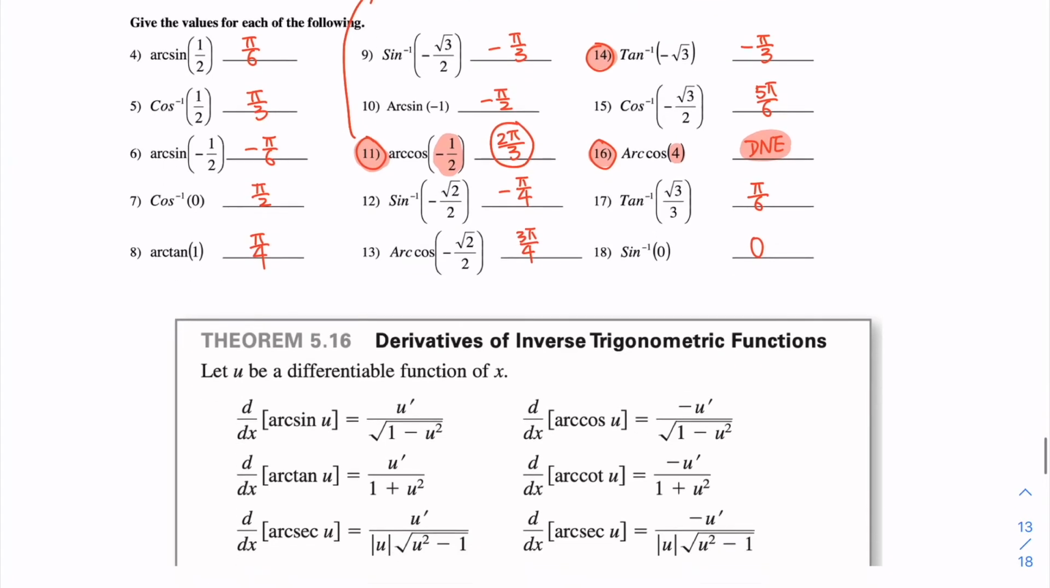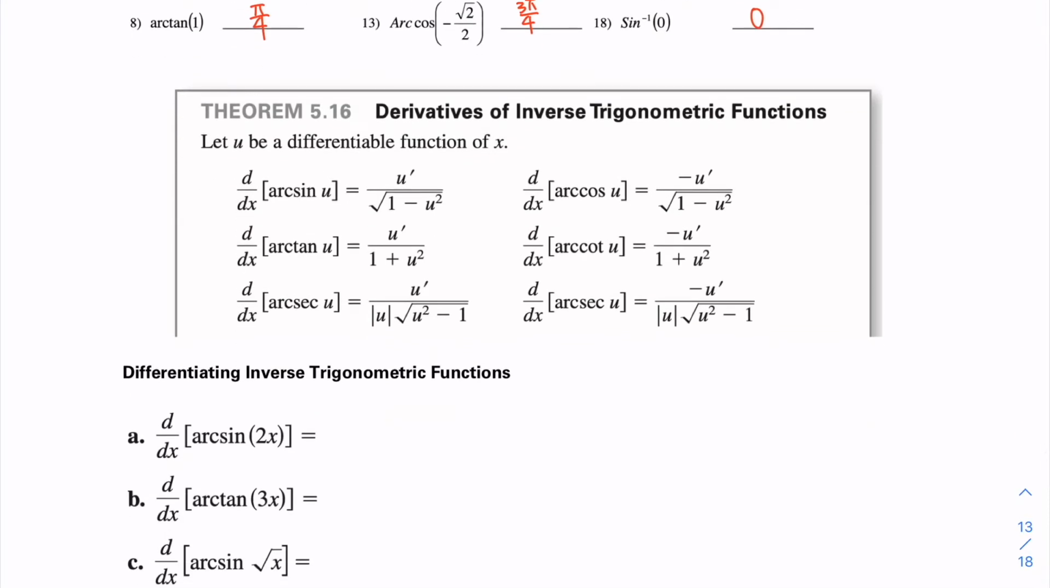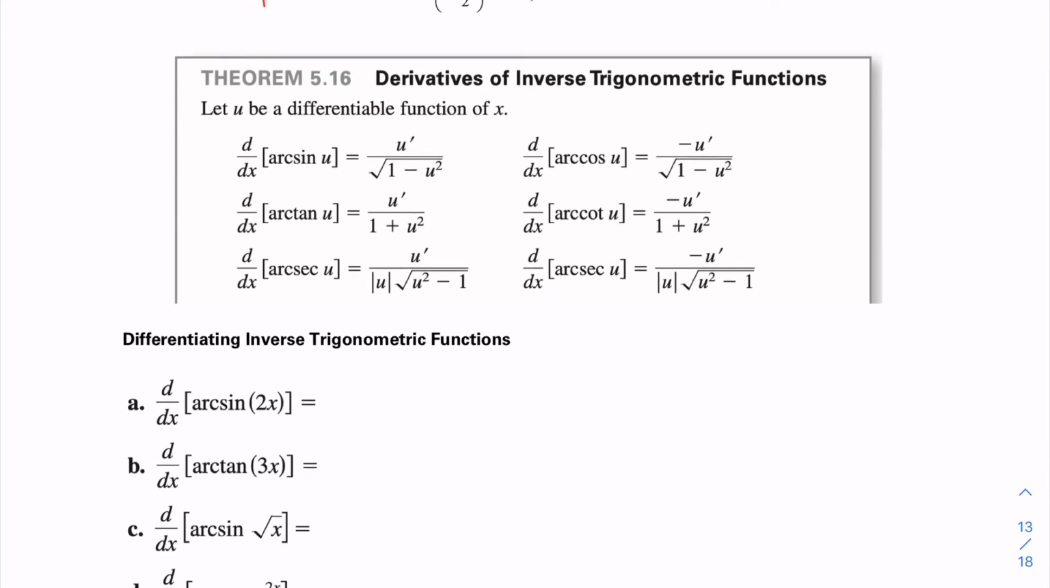Next, we are going to introduce the derivatives. The derivatives of the 6 inverse functions are given here by theorem 5.16. If you look here, sine inverse, cosine inverse, and tangent inverse, secant inverse. Sine inverse and cosine inverse are opposite. Tangent inverse and cotangent inverse, there's a negative here. And secant inverse and cosecant inverse are also opposite. So here is arc cosecant u.